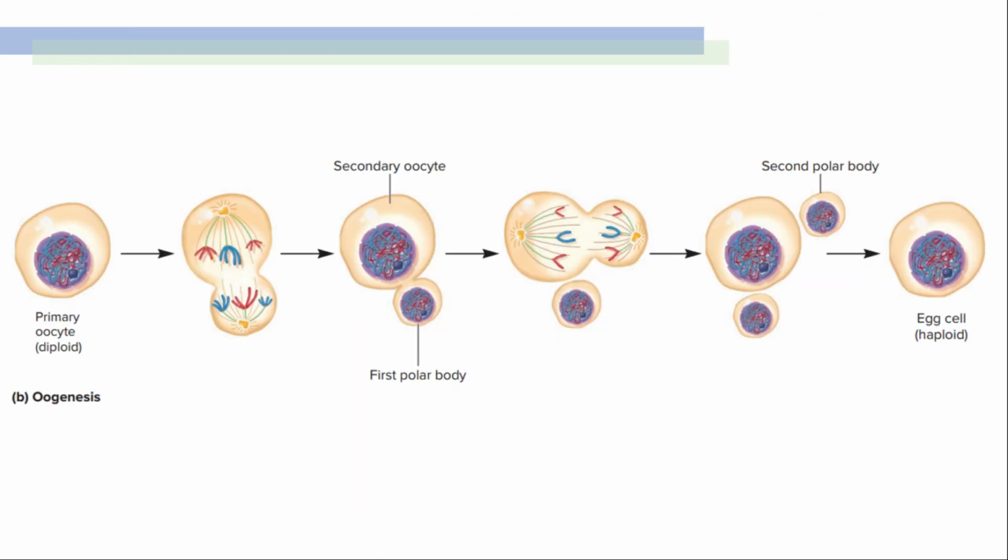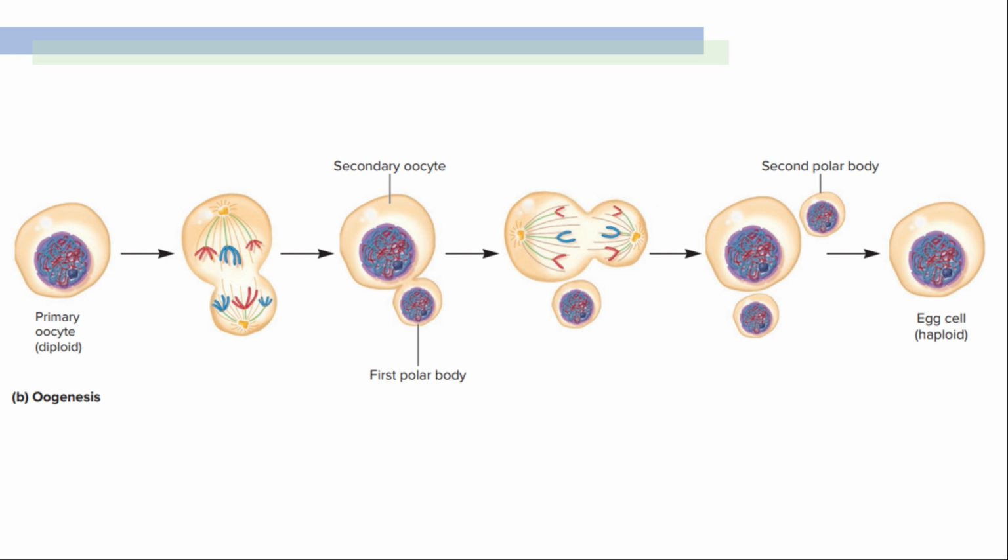The first polar body may or may not undergo meiosis 2. If nag-undergo man siya ng meiosis 2, yung daughter cells na maproproduce ng first polar body will also be polar bodies. Yung secondary oocyte naman, it will also undergo meiosis 2. After meiosis 2, dalawang cells yung mapoproduce niya. Yung isa malaki, yung isa naman polar body rin, which we will call the secondary or the second polar body.